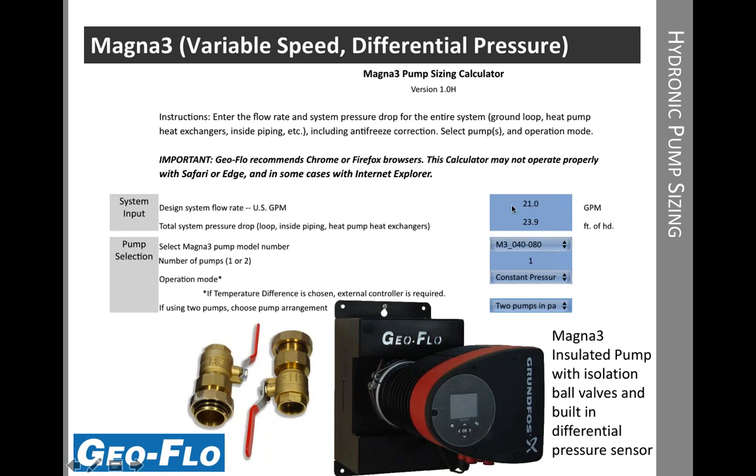So let's size this pump. We have 21 gallons per minute at 23.9 foot of head. I picked the smallest available Magna 3 currently. Right now the 40 series is our smallest available Magna 3, and that's the other reason we went with the Magna Geo in delta T mode on the previous example, because the Magna 3 is somewhat limited in size. It's really designed more for larger applications.